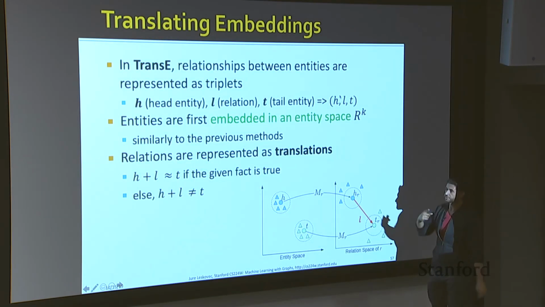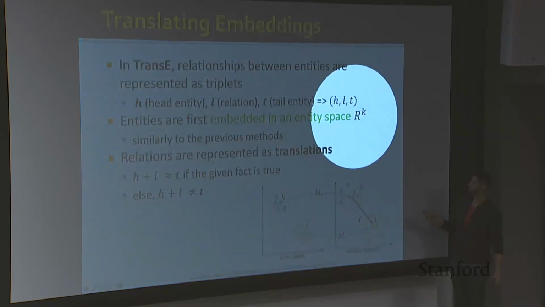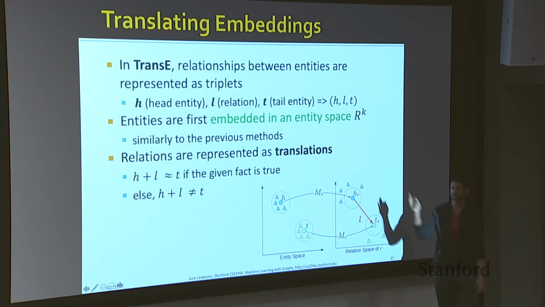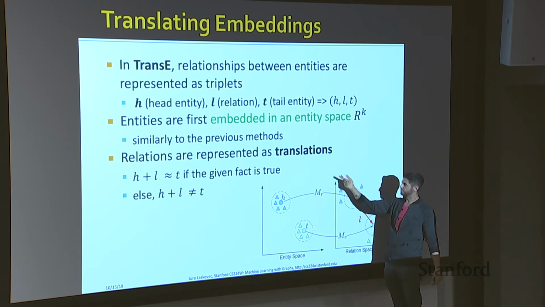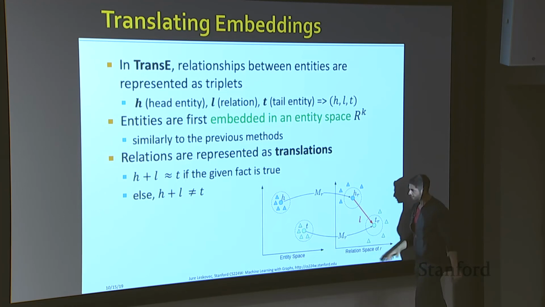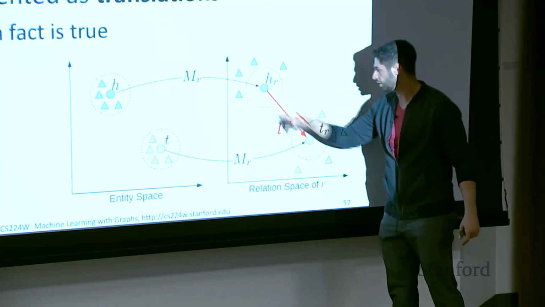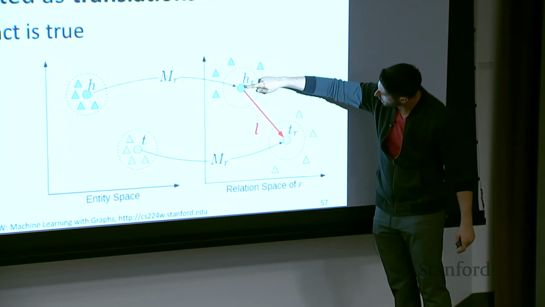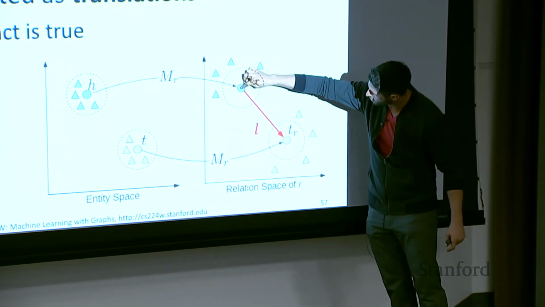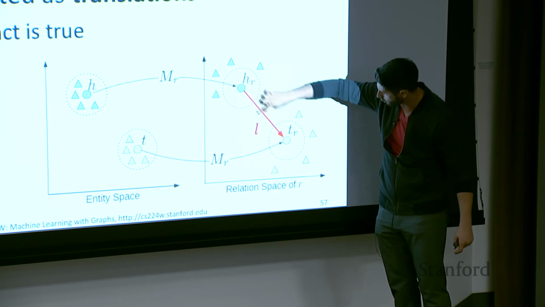And the first step in TransZ is we take our entities and we embed them in an entity space of dimensionality k, okay? And this is similar to all the previous methods that we've seen today. You can use any way you like to do this embedding. And then the key difference is that these relations are represented as translations. So as we said, we go from this entity space, and once we have our mapping of the entities, when we apply a relation, we are basically translating or moving from one node to another.